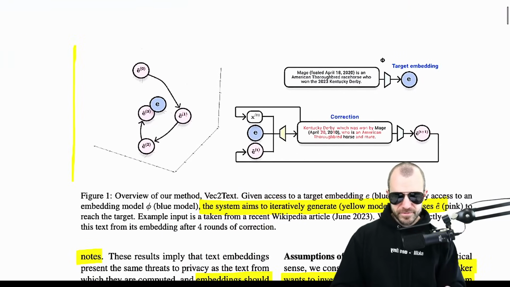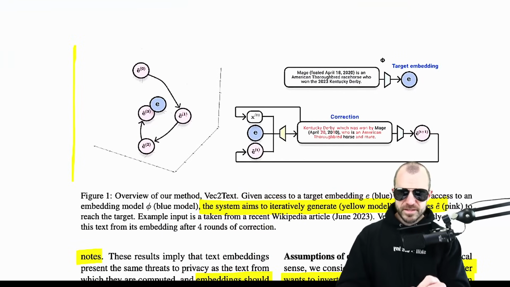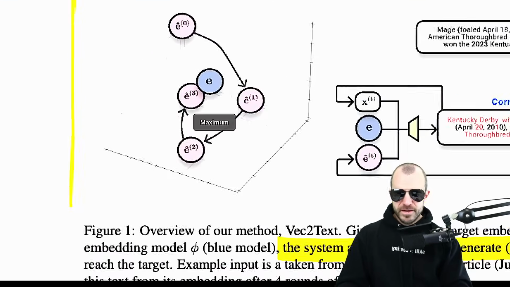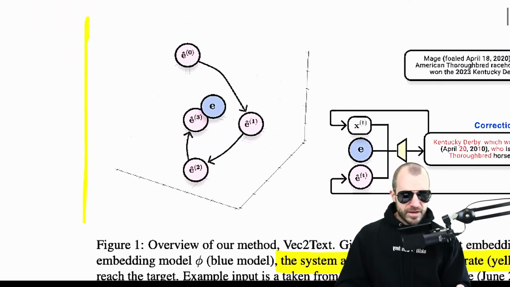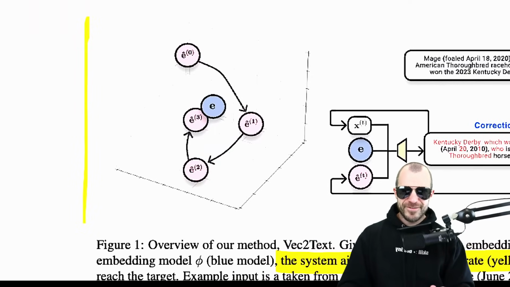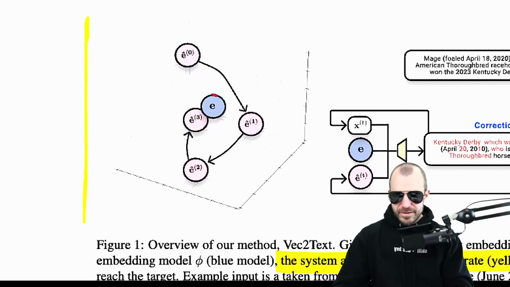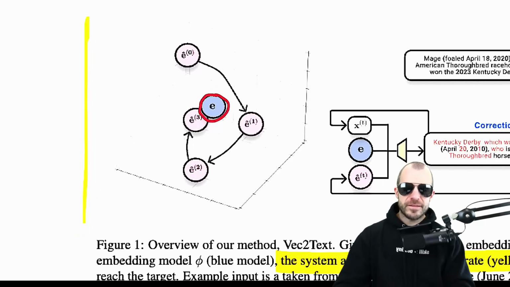So what is their method? Their method is the following. What they want to do is start with a hypothesis. But first, it's important to note what they're given. They're given the embedding that they want to achieve.